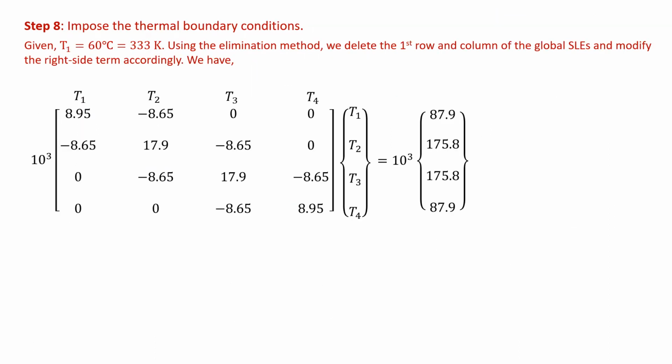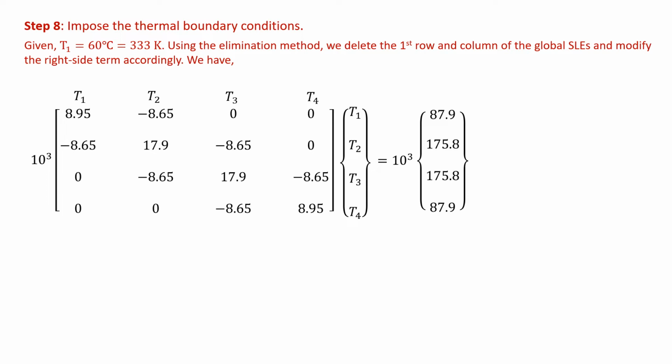Now, let's impose the thermal boundary conditions. As discussed in the previous video, for thin fin problems, we just need to focus on only one type of boundary condition, which is the specified temperature. For the specified heat flux, which is Q equal to 0, we can neglect this boundary condition as it won't change or make any difference to our global system of linear equations.